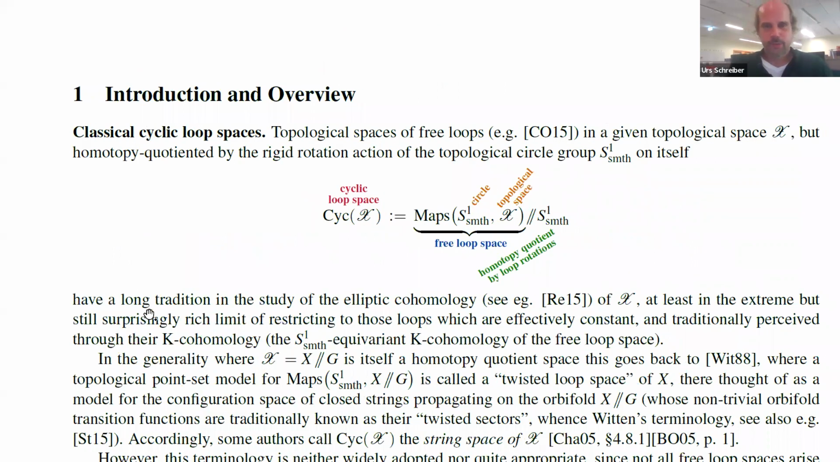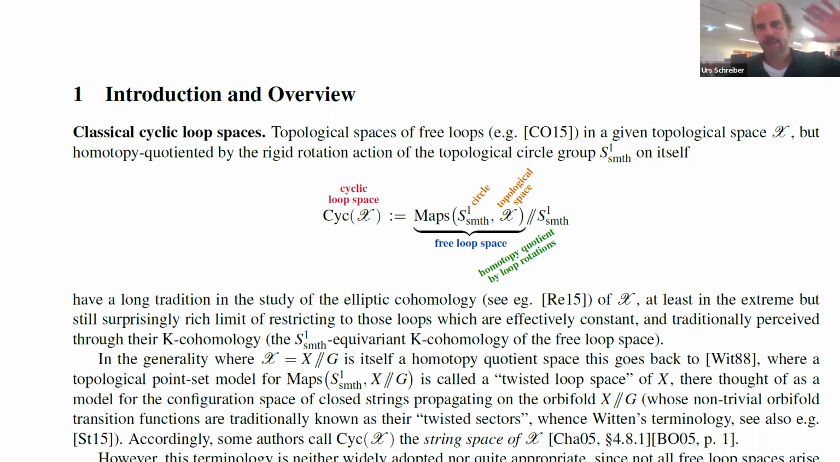So it's a familiar construction, of course, that on the free loop space of anything really, but let's consider it for a topological space calligraphic X for a moment, where it's given by the mapping space of maps from the circle, and I'll denote it by the smooth circle, meant to distinguish it from the groupoid BZ, which will appear later. So this is the topological circle for our purposes at the moment. And this mapping space of all maps from the circle into a topological space X is, of course, the free loop space, free because the loops are not required to stick to a given base point.